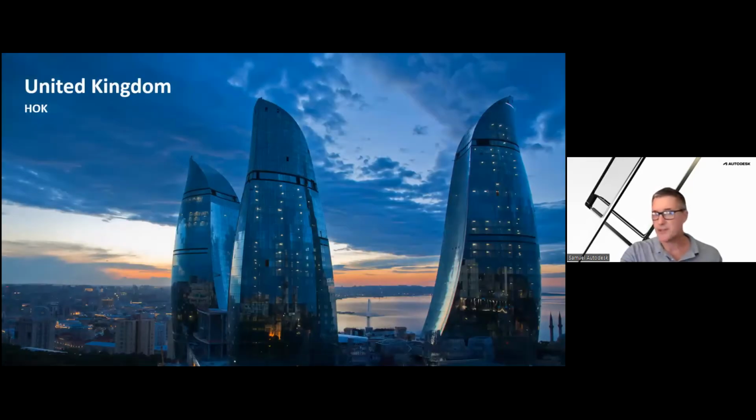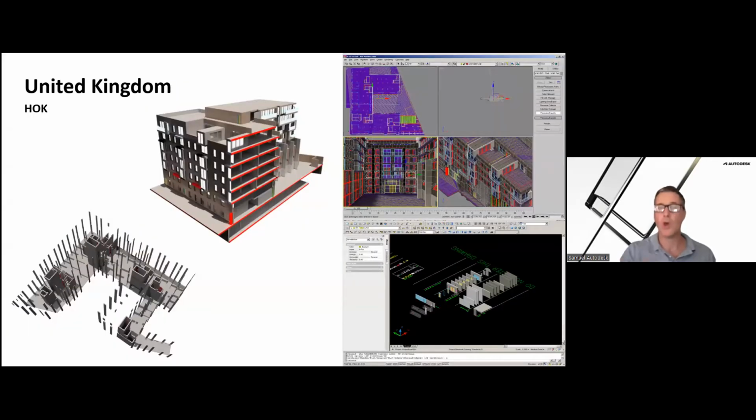Also, I worked for HOK. HOK were very progressive with building information modeling. Back in the mid-2000s, there were some pretty exciting projects to work on. This is in Baku, near Azerbaijan, where we got to design the Flame Towers. We also were doing hybrid Revit and ADT models.